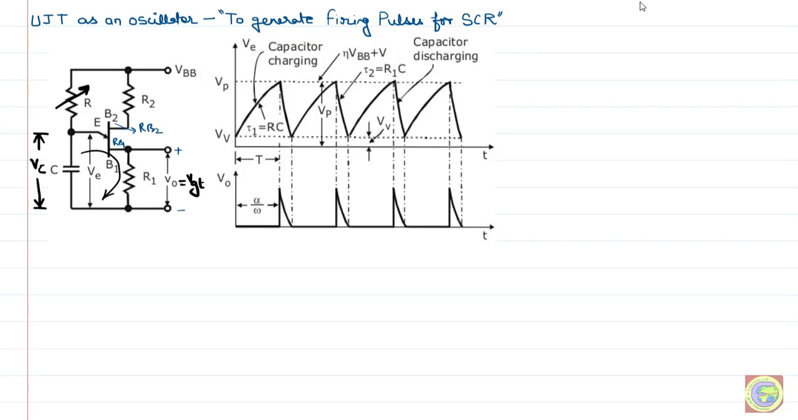So that is why only R1, the effect of R1 is considered. However, the value of R1 and R2 together is very much less as compared to the interbase resistance RBB, of course when the ammeter circuit or ammeter terminal is open.